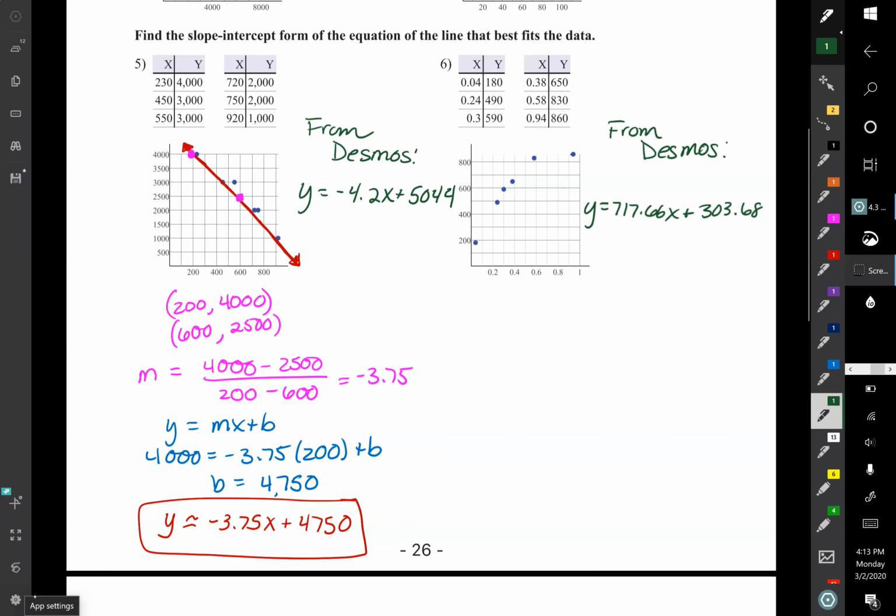Okay, so for number 6, we get y equals 717.66 x plus 303.68. So that is what you should have gotten in Desmos, but if you did do it by hand, then it's going to be just a little bit different. It should be fairly close. Again, just drop your ruler down and pick a couple of points that fall on that.